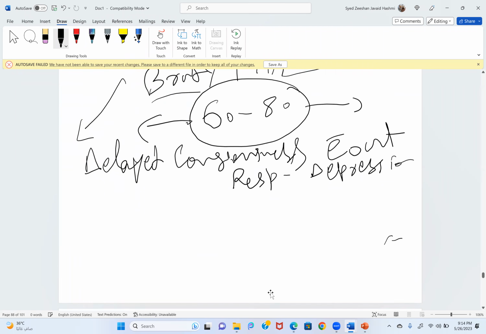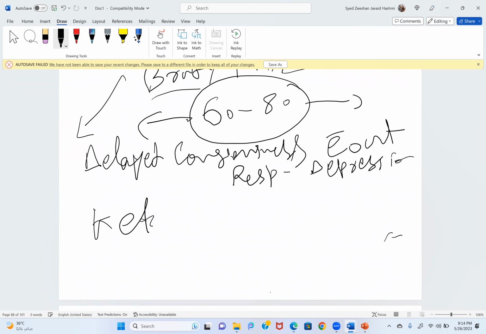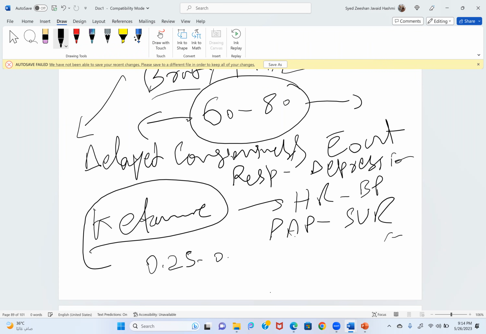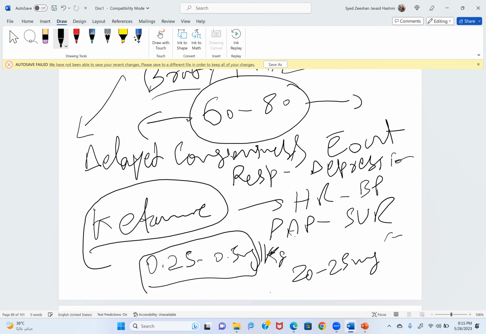Then another thing, people are always afraid of using ketamine. They are afraid that ketamine will cause tachycardia and raise blood pressure, pulmonary artery pressure and systemic vascular resistance. There are so many bad things which are told about ketamine. Actually, if you are using a small dose, maybe 0.25 to 0.5 milligram per kg, you can use the minimum possible dose. What I use is 20 to 25 milligram in an adult.